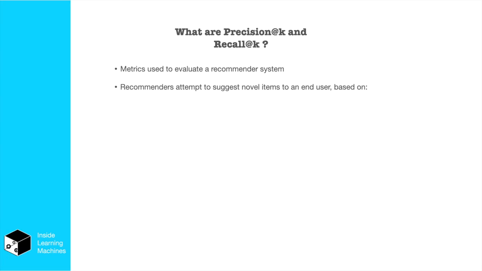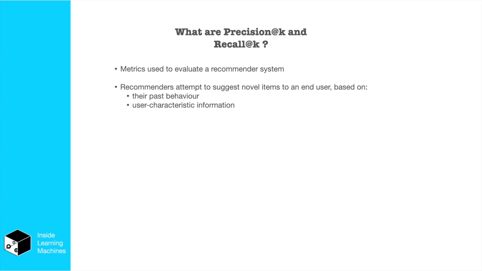So recommenders are algorithms that attempt to suggest novel items to an end user. And by novel items, I mean items that this user has not used or seen yet. This can come in terms of, say, movie recommendations. It can come in terms of recommendations for different places to travel, for new and different products, etc. So these algorithms typically base their recommendations on either the user's past behavior or user characteristic information.